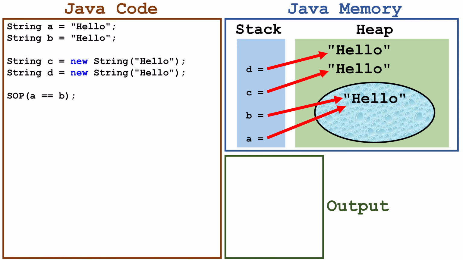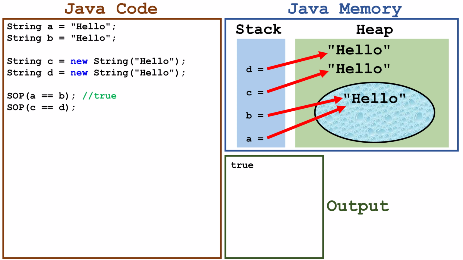Now let's look at this line of code. For this lesson, SOP stands for System.out.println. A == B checks if the variables have the same data stored on the stack. For primitive types like int or boolean, double equals works well because all of the data is stored on the stack. However, with object types like strings, double equals checks if the pointers on the stack are pointing at the same location on the heap. In this case, A and B point to the same memory location, so it will evaluate to true.